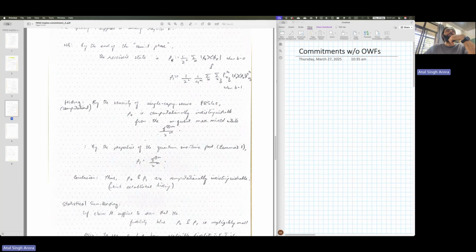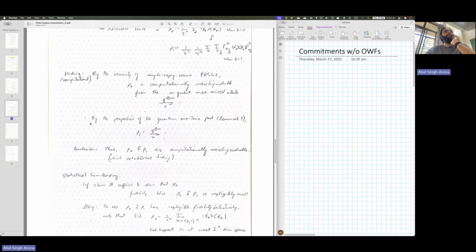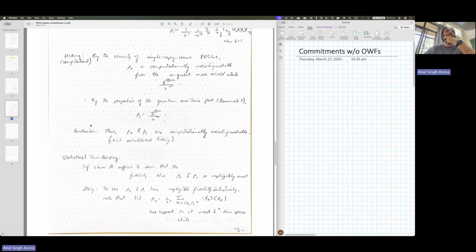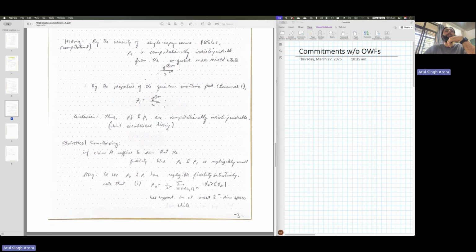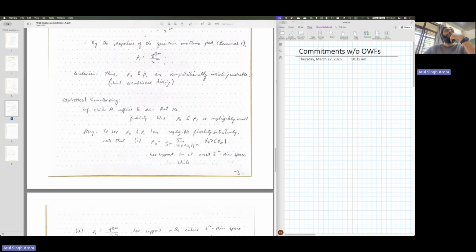And so that is for rho 0. And then for rho 1, from the property of the quantum one-time pad, which we'll see in a moment, the state, regardless of what state you have inside, once you apply the quantum one-time pad, becomes indistinguishable from the maximally mixed state as long as the keys are hidden, which they are during the commit phase, from the point of view of the receiver. Okay, so it's clear that rho 0 and rho 1 are computationally indistinguishable, which establishes hiding.